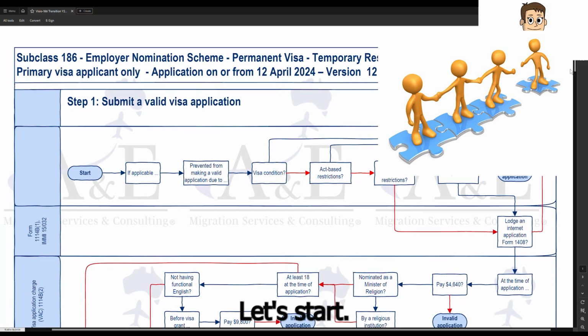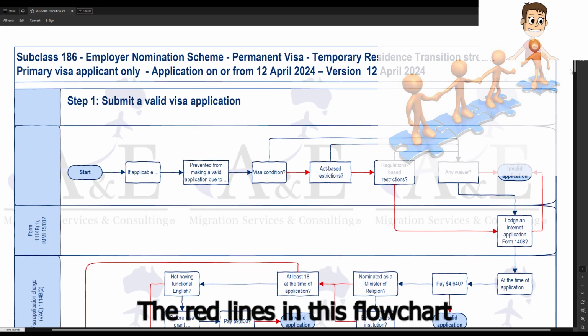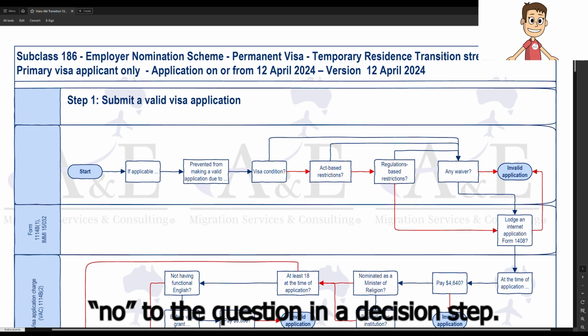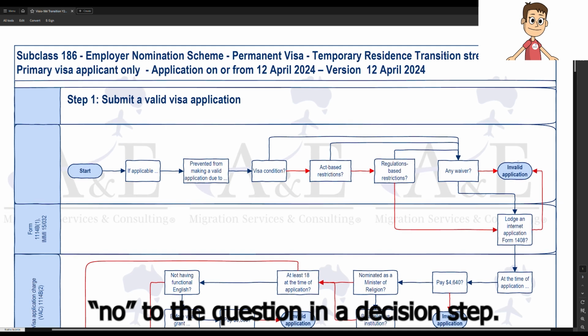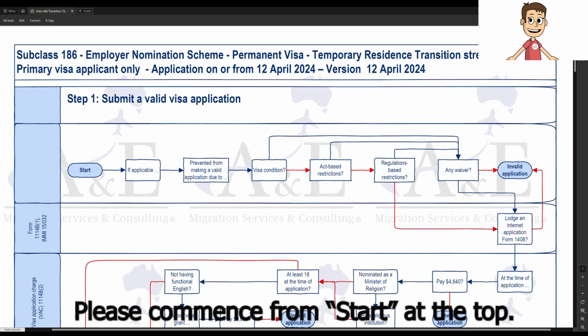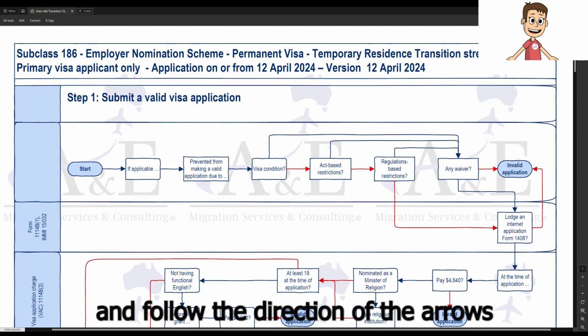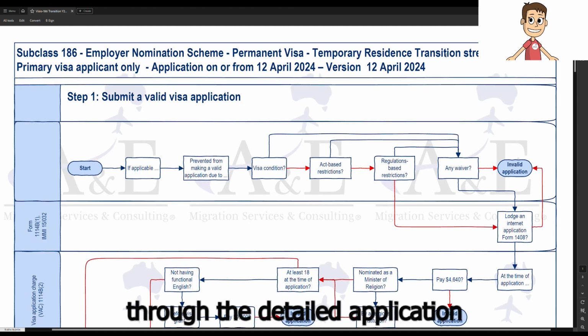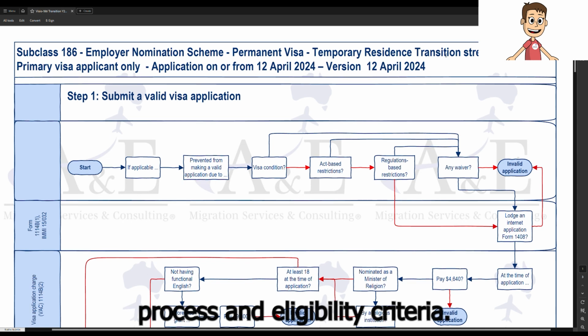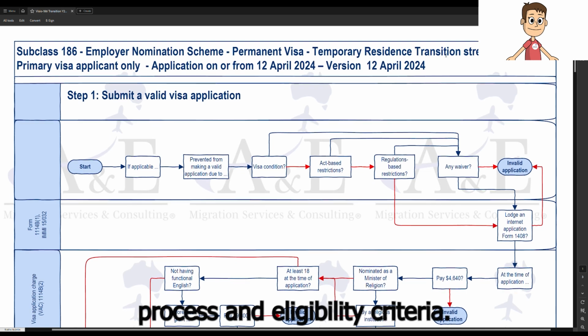Let's start. The red lines in this flow chart are answers no to the question in a decision step. Please commence from start at the top, answer the question in each decision step and follow the direction of the arrows to guide yourself through the detailed application process and eligibility criteria.